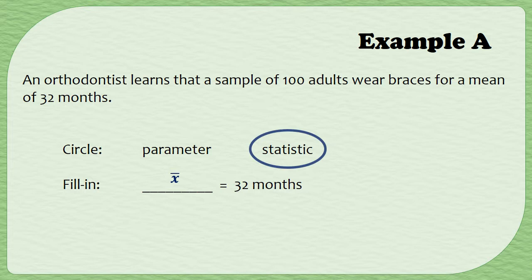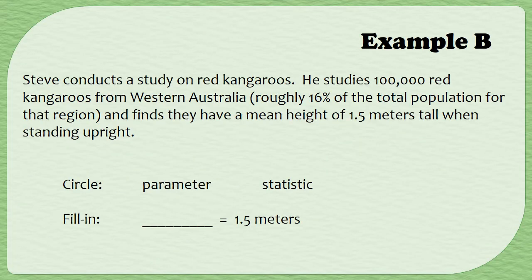Let's look at another example. So here we have example B. Steve conducts a study on red kangaroos. He studies 100,000 red kangaroos from Western Australia, which is roughly 16% of the total population for that region. And he finds that they have a mean height of 1.5 meters tall when they're standing upright. So take a moment, try this one on your own, and see if you can identify whether this is a parameter or a statistic, and then what symbol you should be using. You can pause the video here if you need to as well.